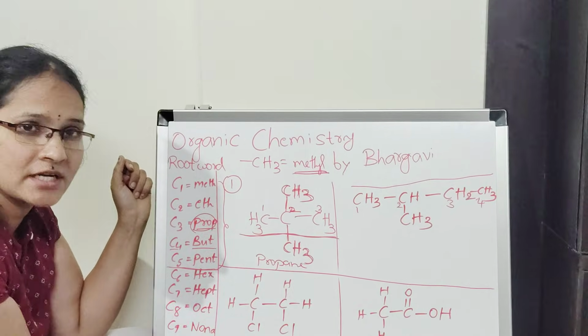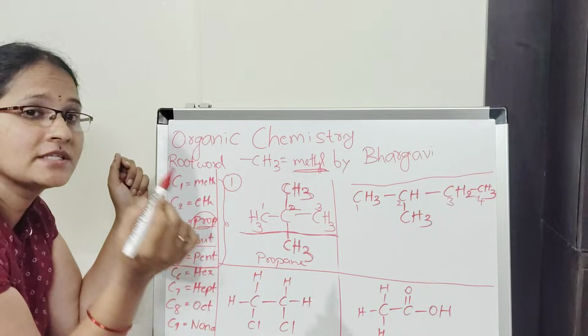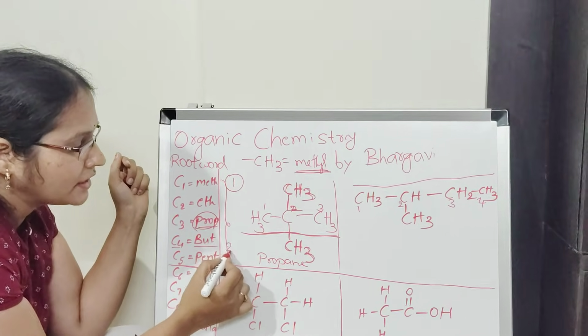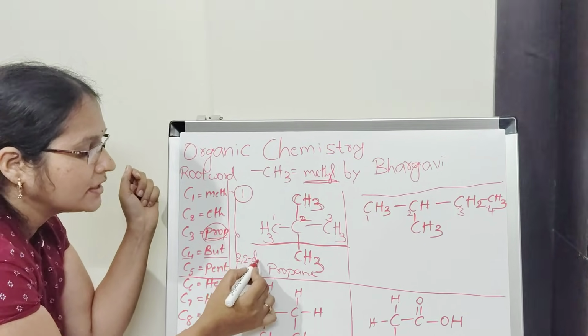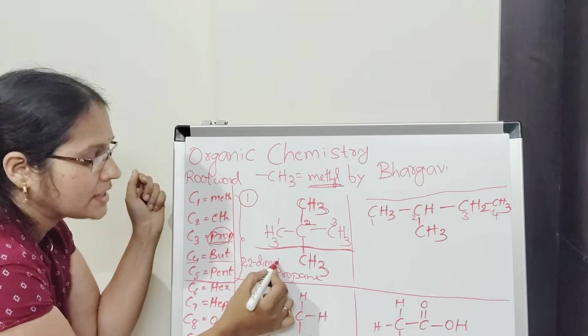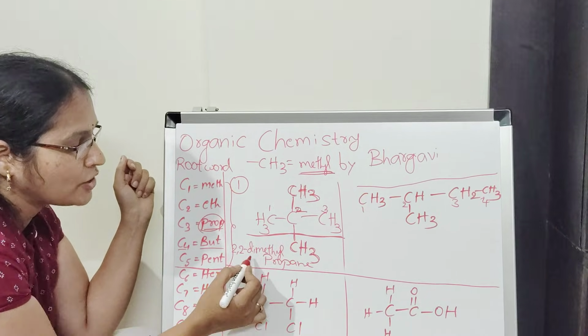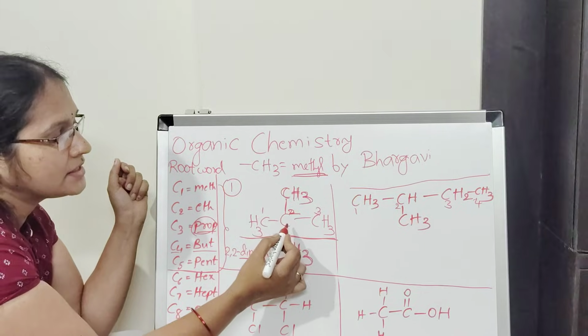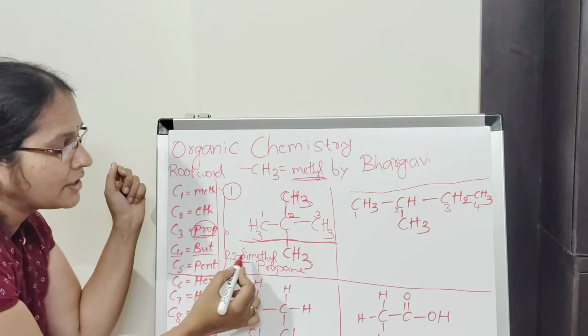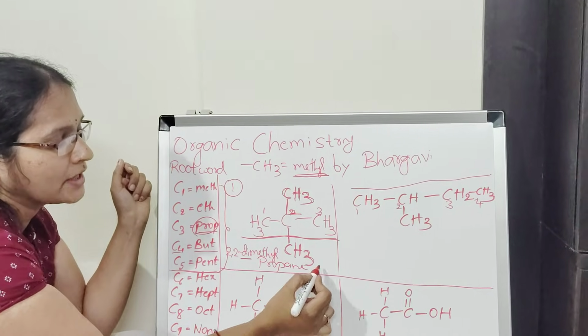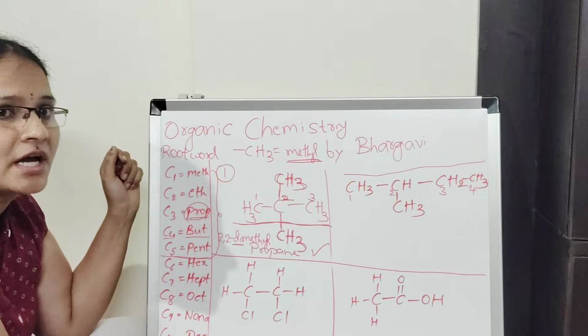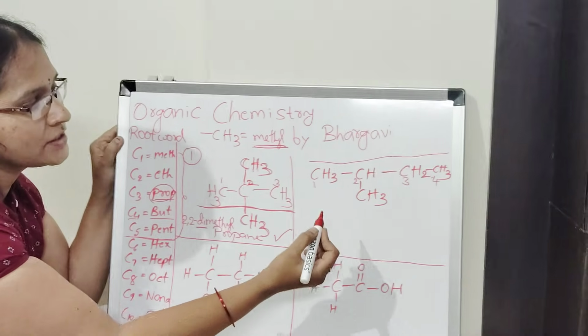2 times CH3 group is repeated at the same position. So you have to call it as 2,2 dimethyl. As the same group is repeated 2 times, you have to use the word di. And at the second position is repeated, so 2,2 dimethyl propane. So this is the IUPAC name of this compound. Let us see the next one.